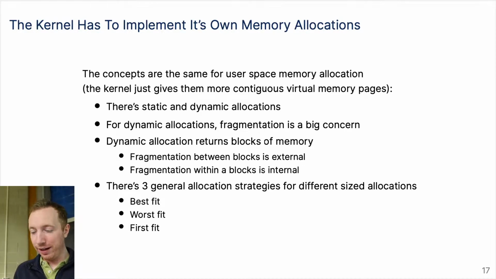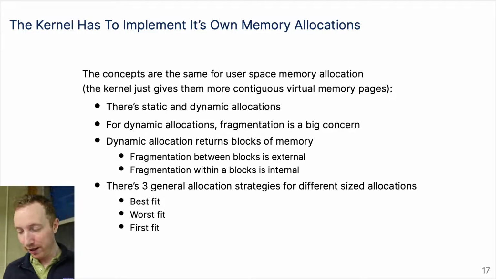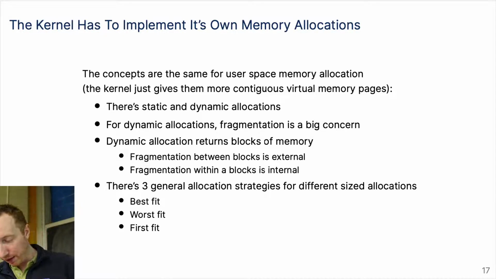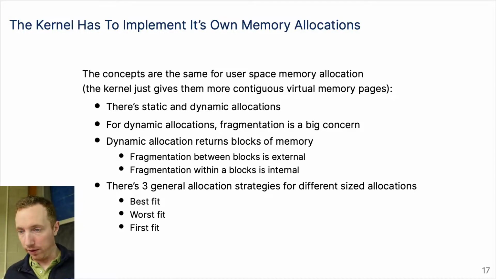We'll talk about this later because the kernel also has to implement its own memory allocations. For user space stuff, it just cheats and does it in terms of pages and kicks the can down the road and says, you deal with it. But the kernel also uses memory, so it has to handle its own allocation, so we'll see what the kernel does. But in general, for user space stuff and for the kernel, there's static and dynamic allocations.